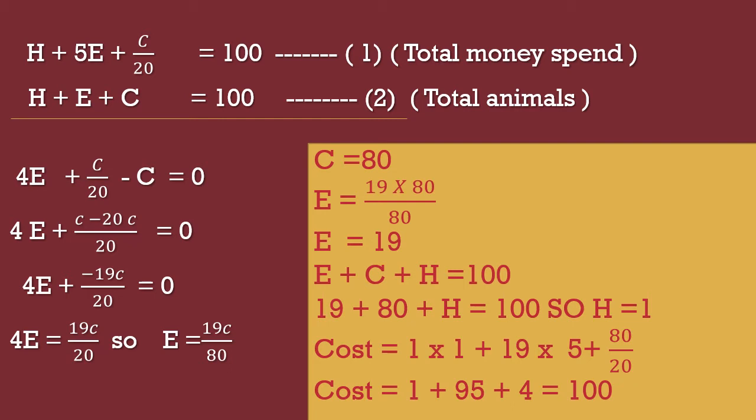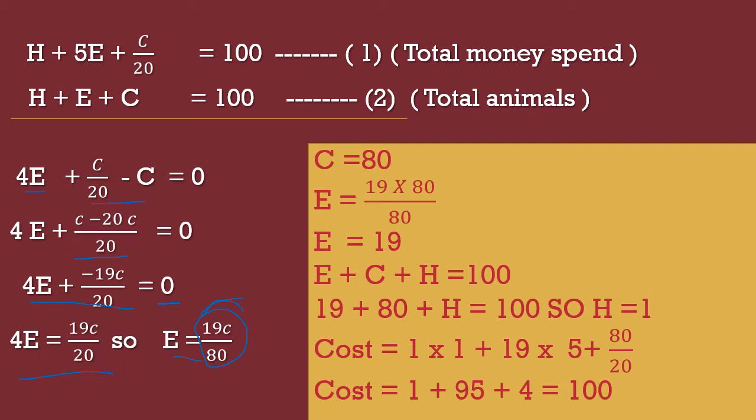So H minus H gives us 0. 5E minus E equals 4E, and C by 20 minus C, so we are taking the LCM. So we get 4E minus 19C by 20 equals 0. The right hand side is 0 because 100 minus 100 is 0. So we move this 19C by 20 to the right hand side so that it becomes positive, and 4E equals 19C by 20. So E will be equal to 19C by 80. This is the relation we have got between E and C.